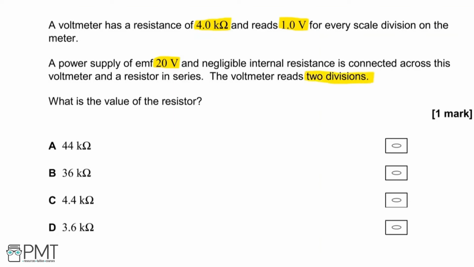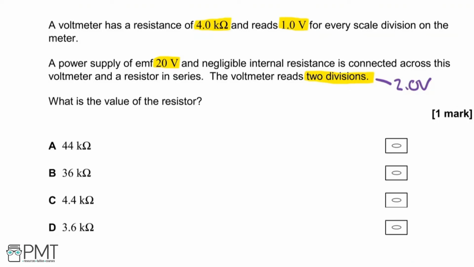Now, the first thing that I would say, it seems like this question is trying to confuse you a little bit. 2 divisions basically just means 2 volts. You can see that it's mentioned in the question earlier on. So the voltmeter is reading 2 volts. What is the value of the resistor?